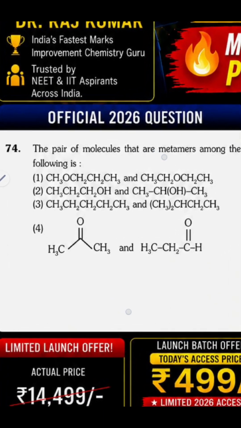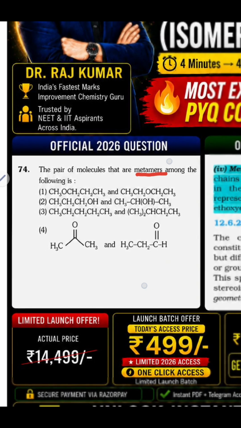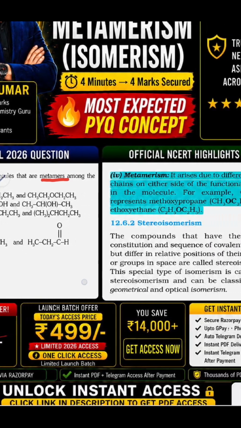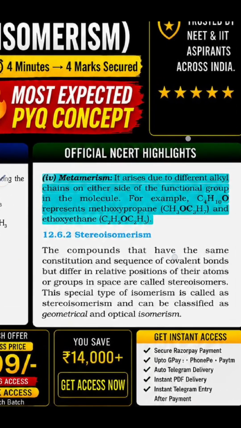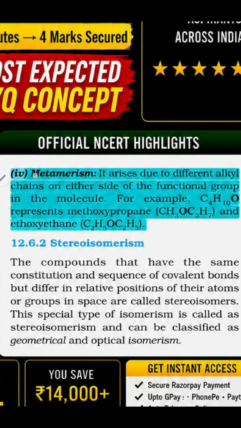You can see here the official 2026 question, which has been tested directly on the basis of metamerism. This is an official 2026 question, which has been asked on the basis of the NCERT highlights. You can see here the NCERT highlights in your NCERT textbook related to metamerism. It is very clearly given. Only one example is given. What is the example given? C4H10O. And here it has mentioned the example as methoxypropane and ethoxyethane.